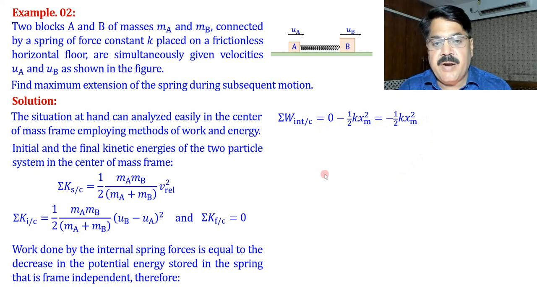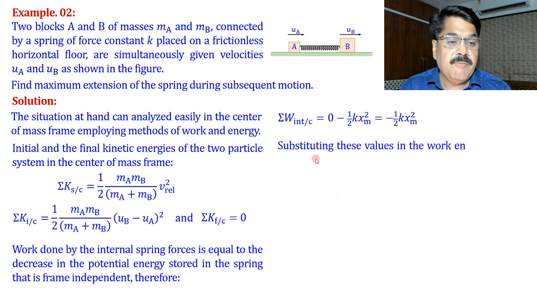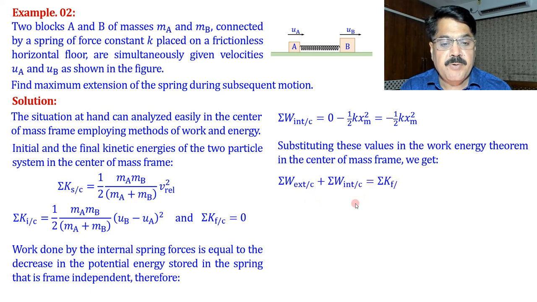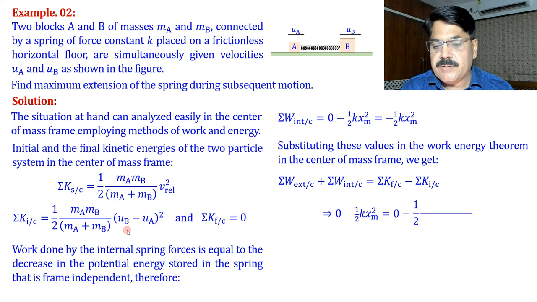So now we are ready to put the values in the work energy theorem. Substituting these values in the work energy theorem in the center of mass frame, we get: summation W external with respect to mass center plus summation W internal with respect to mass center is equal to summation K final with respect to mass center minus summation K initial with respect to mass center. Here this is 0, and for this we substitute 0, and for this we substitute this. 0 minus half k xm square is equal to 0 minus this. And by solving this, you can easily find xm.